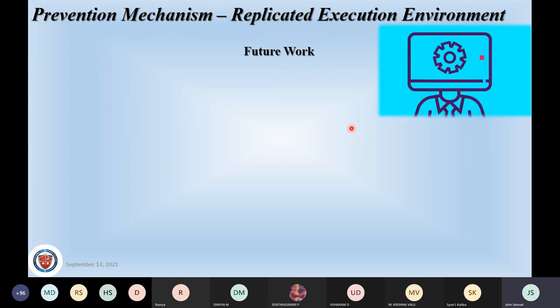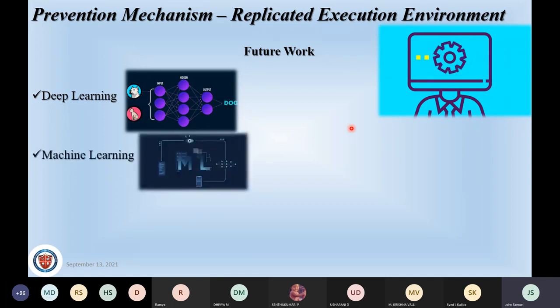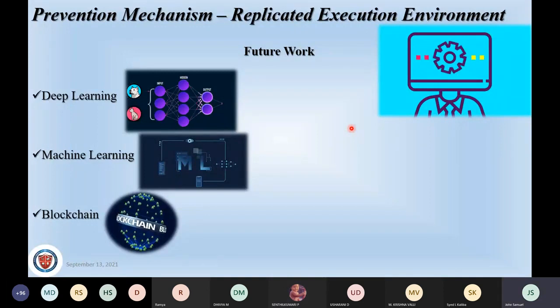And I would like to propose some future work for code injection attacks. These attacks can be prevented using deep learning concepts. Researchers are nowadays researching in this field. Using deep learning, as well as machine learning and self-learning techniques, code injection attacks can be stopped. And one more thing, by using blockchain, which is a very recent technology.